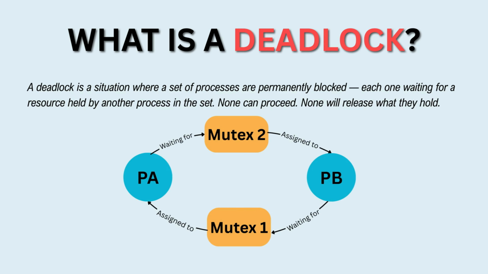Let's look at this example. Process A holds mutex 1 and is waiting for mutex 2. Process B holds mutex 2 and is waiting for mutex 1. A cannot proceed until B releases mutex 2, but B won't release mutex 2 until it gets mutex 1, and it can't get mutex 1 because A is holding it. There is a circular dependency and it won't break unless someone from outside breaks it.